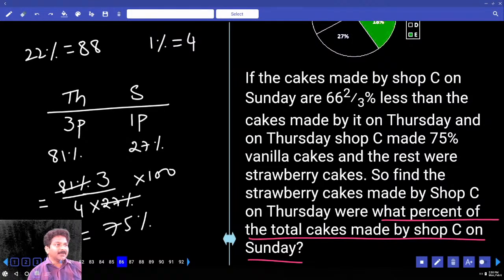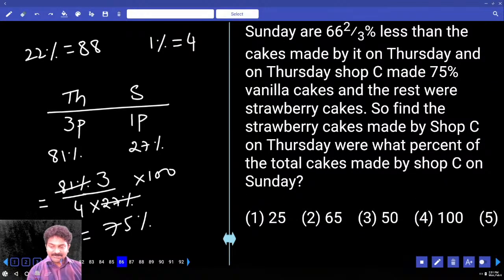Because the question is about percentage, we are not going for actual conversion. We already know 1% value is equal to 4, but we never convert it, because the question is about percentage. If the question is based on percentage or the ratio, conversion is not required. If you are asked to calculate in terms of actual number, then conversion is definitely required. Okay? Right. So next.